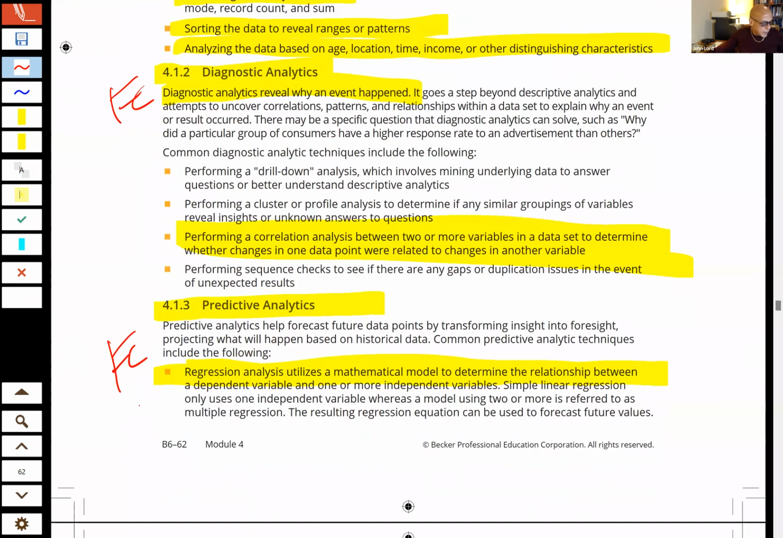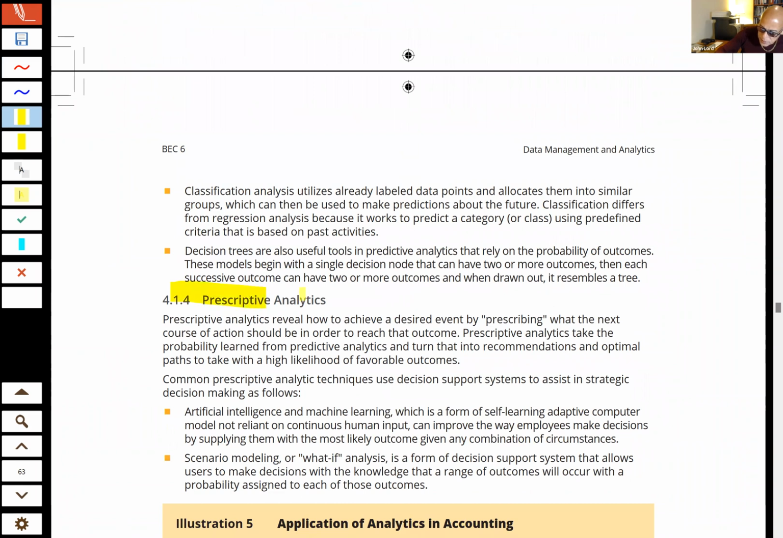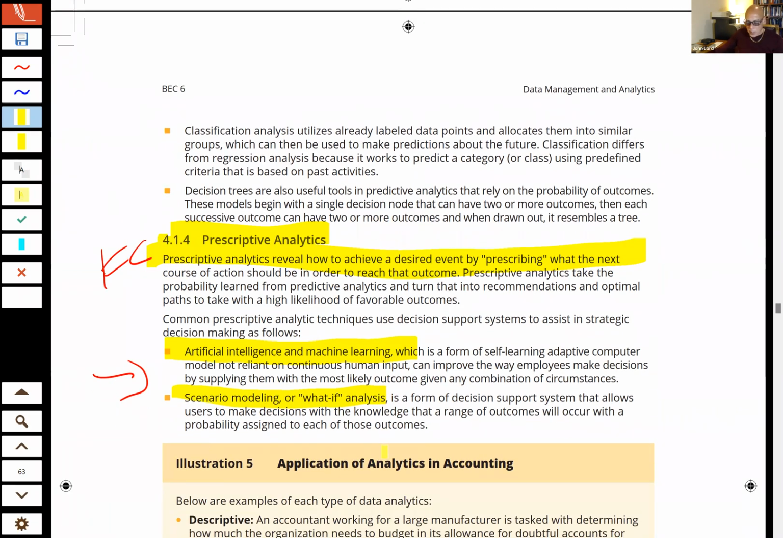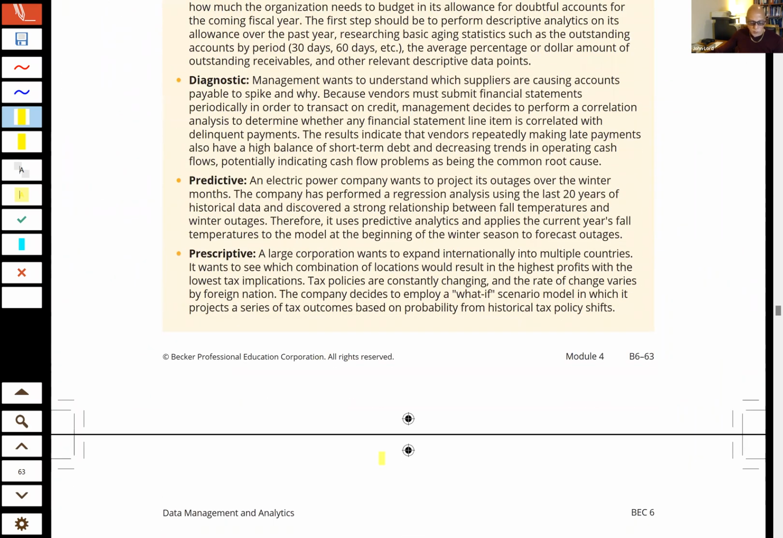Coming over and taking a look at prescriptive analysis. Prescriptive analysis basically tells us how to achieve a particular desired outcome that we're looking for. Okay, and so go ahead and flashcard that definition, and include on that flashcard that prescriptive analysis includes artificial intelligence, machine learning, and scenario what-if analysis as examples. And then they give us some examples here, but I think those are pretty self-explanatory, and you have the flashcards on those.